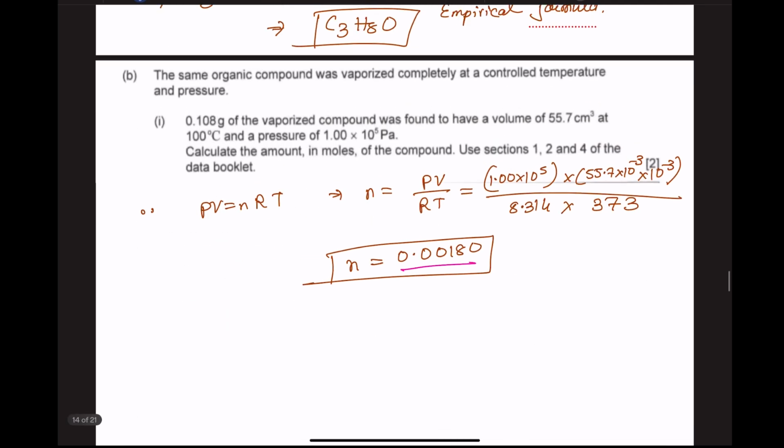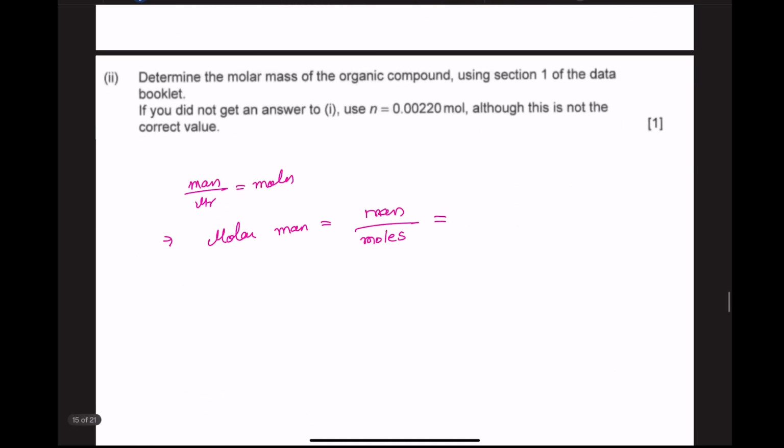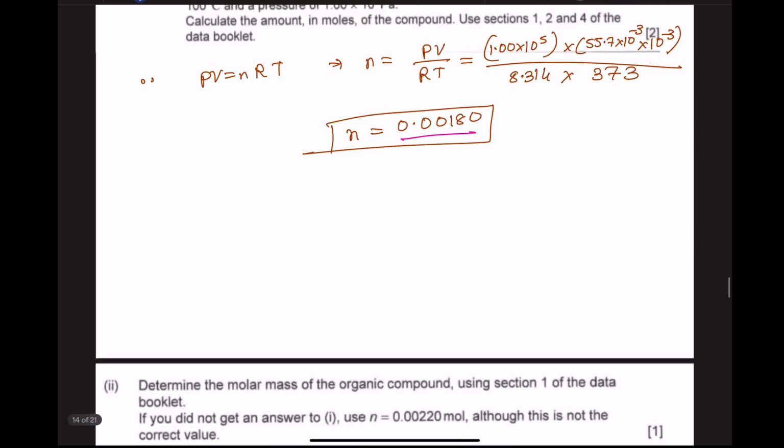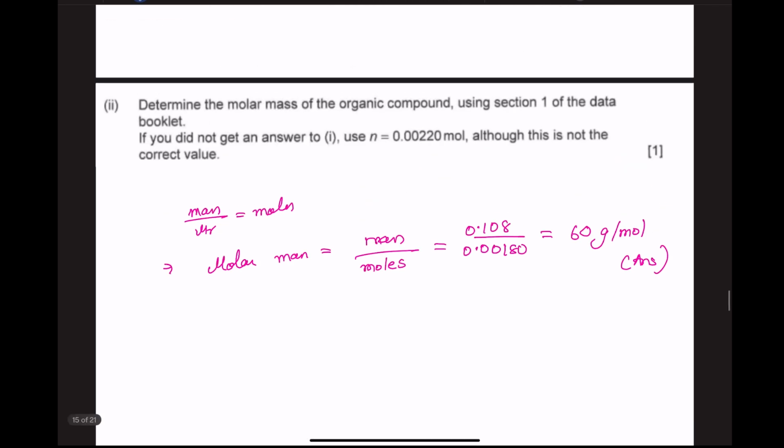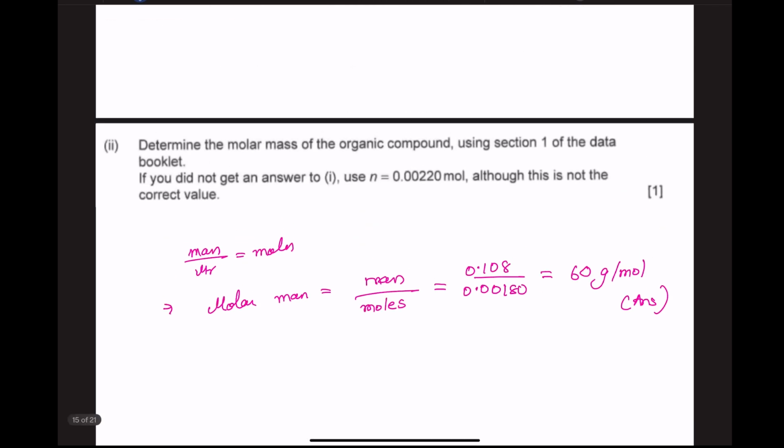Mass of the sample was 0.108 grams. And then moles we found as 0.00180. When we divide them, we get 60 grams per mole, which is the molar mass of the organic compound. And that's all about question 5.